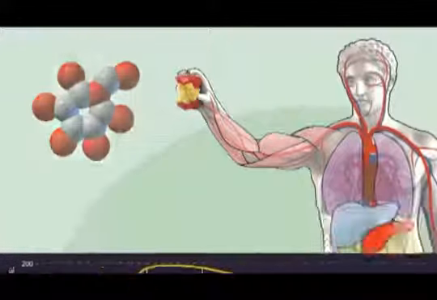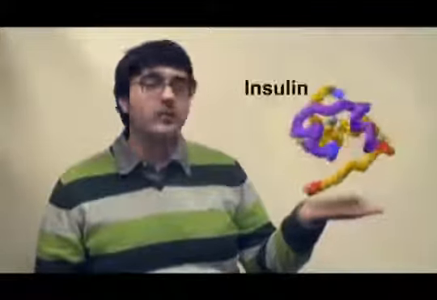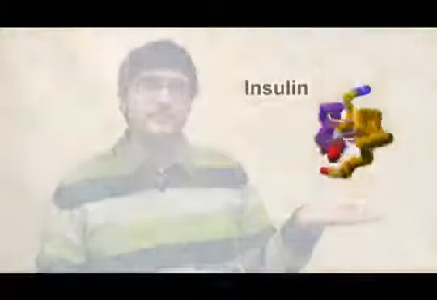Your circulatory system then carries the glucose to muscle cells throughout your body, where it is used to generate energy. And here's the important part. In order to get that glucose that's now in your bloodstream into your muscle cells, you need to have insulin present to trigger that uptake event.